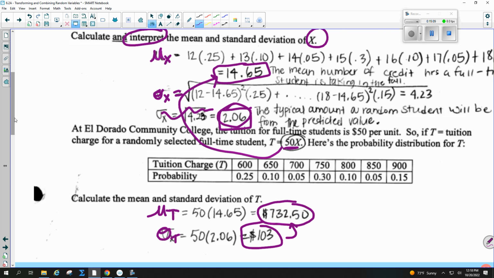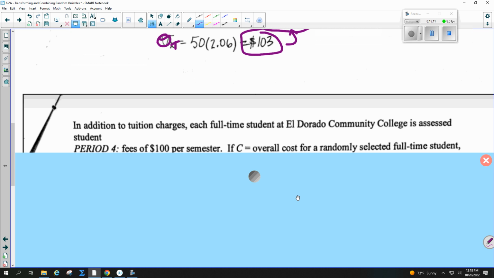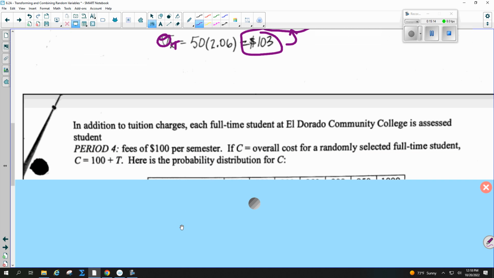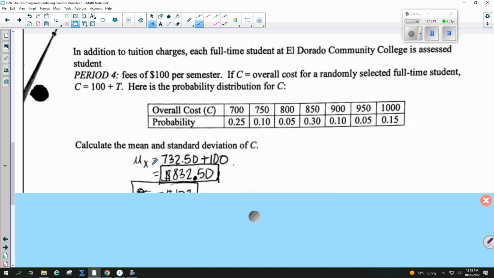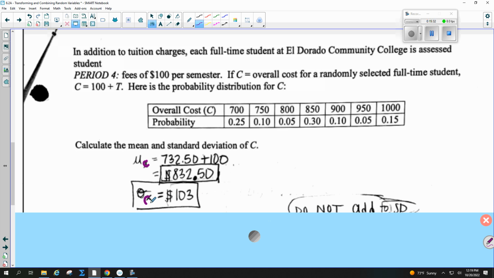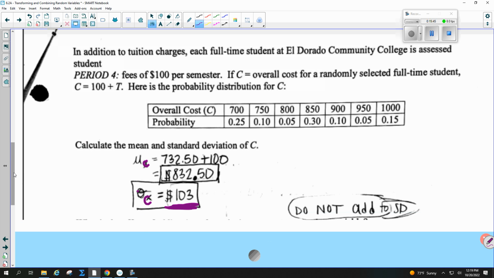All right, and now we are going to add another cost. There's a $100 fee every single time. So are we allowed to add to the mean? Yes. This should actually be mu of C, for the overall cost. So you add to your previous answer. 50 per credit hour plus the $100 is $832.50. Please do not add to the standard deviation. So this should say sigma C. It stays the same, you guys. You still keep your $50 per credit hour, what we did previously, but do not add $100 to the standard deviation. And now we're going to combine it all.